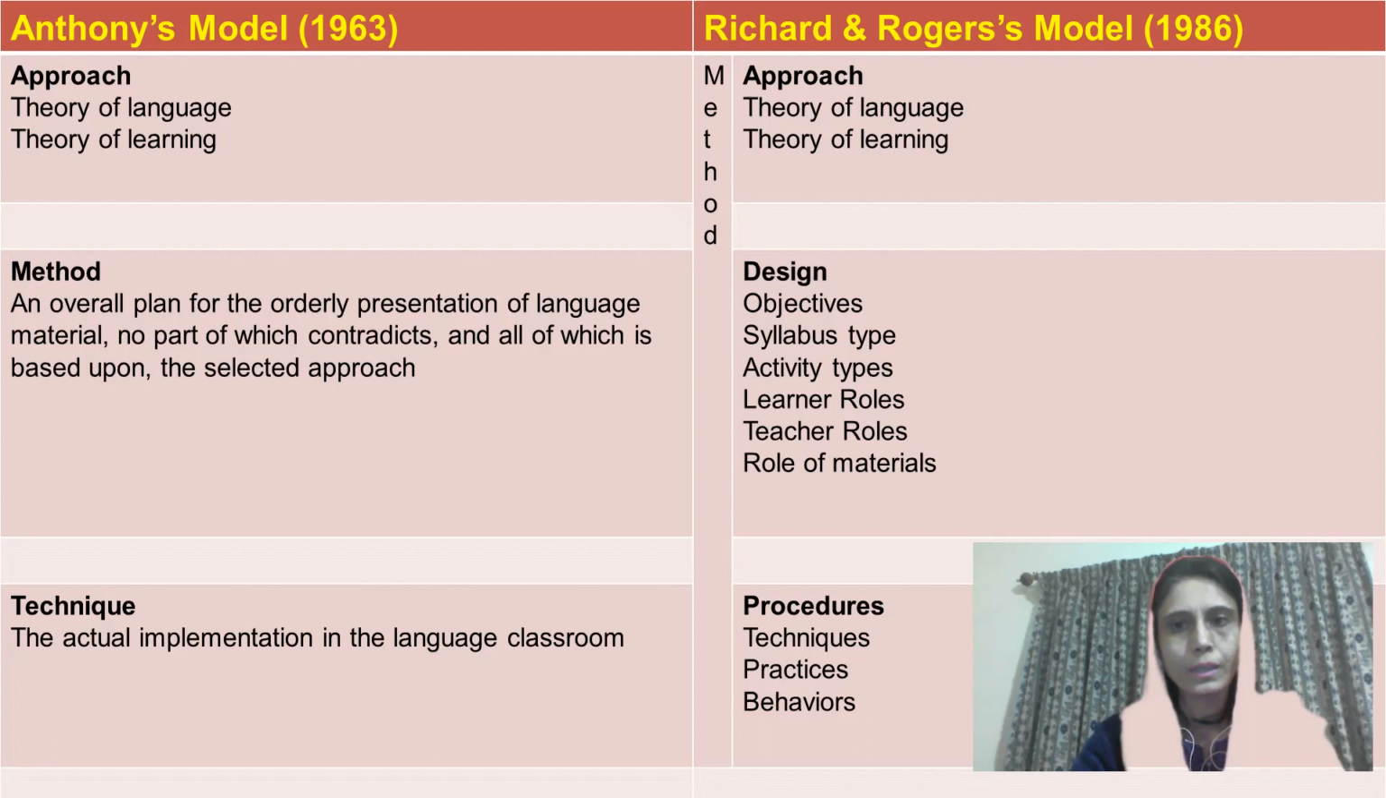So first of all, these are two models, Anthony's model and Richards and Rogers' model. Anthony presented his model in 1963. According to him, we have brief headings over here. Approach, theory of language. Approach is the general assumptions of theories related to language and language learning. So method, an overall plan for the orderly presentation of language material, no part of which contradicts and all of which is based upon the selected approach. So according to him, technique is the actual implementation in the language classroom.